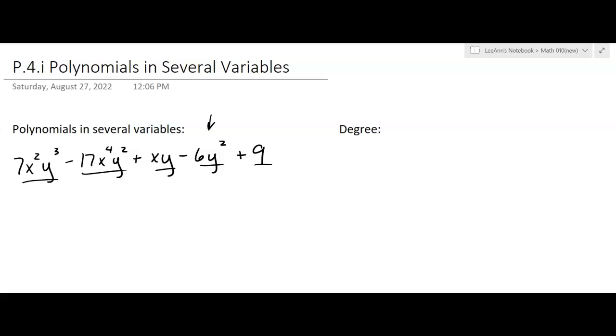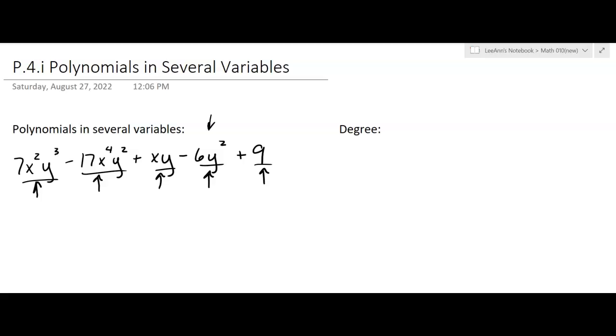Well, first of all, how do you put it in standard form? There's really not much of a standard form. Like, do you go by the highest x exponent or do you go by the highest y exponent? Generally, if they give me one like this, I'm just going to take it in the order they give it to me. So I'm not going to worry about which one's first. Okay? Now, each term has a coefficient. The coefficients here are 7, negative 17, 1, negative 6, and then 9, we could say is the coefficient there.